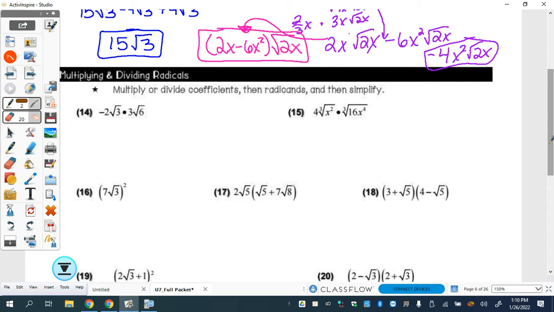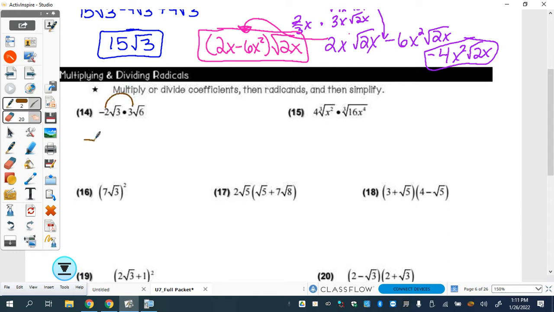All right, let's go on to multiplying and dividing. Multiplying and dividing are a little bit different. You have to have the same index. That's pretty much the only thing. So you can multiply a square root times a square root, a cube root times a cube root, but again, you can't do square root times cube root. That one doesn't work.